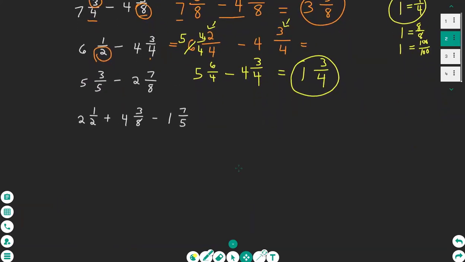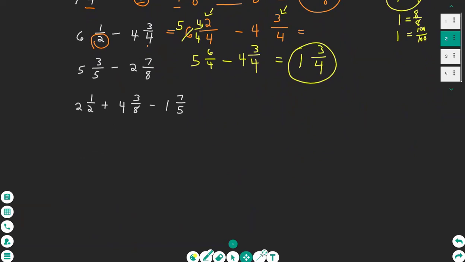All right, so let's tackle this. First thing we might recognize is that this is a little bit of a longer problem. We have three fractions, or three mixed numbers that we're adding up. Whole numbers, well, they're not going to be a problem, but the fractions are the problem. So let's first find our common denominator. We have a 2, an 8, and a 5. So we need to find a common denominator for all three of them.